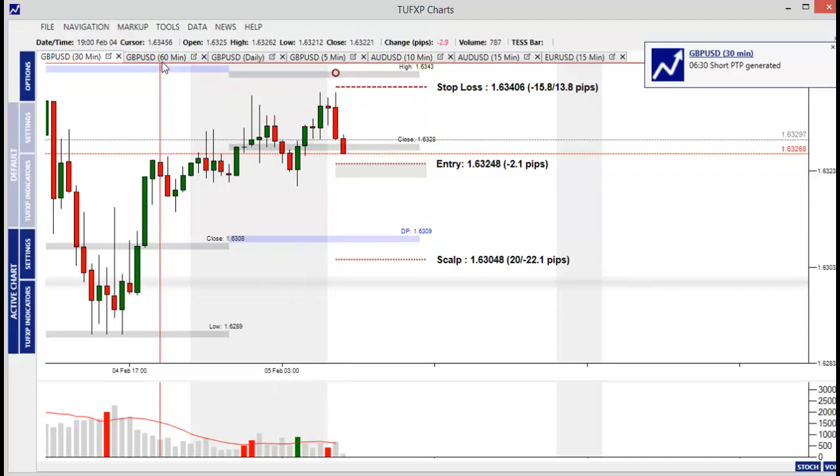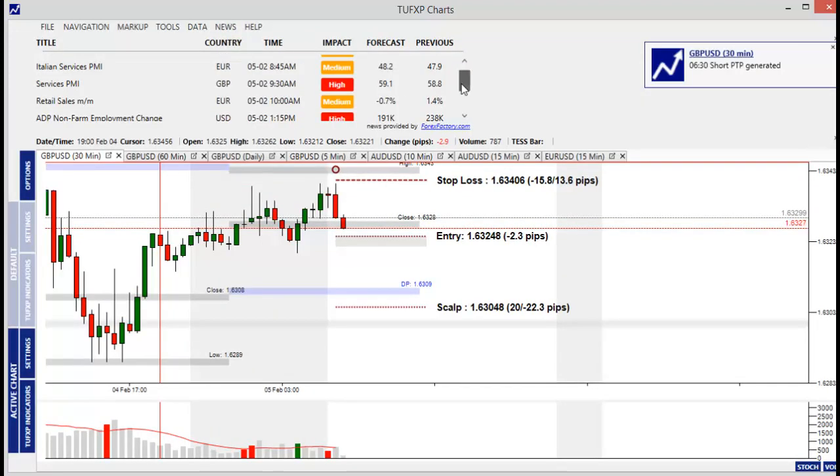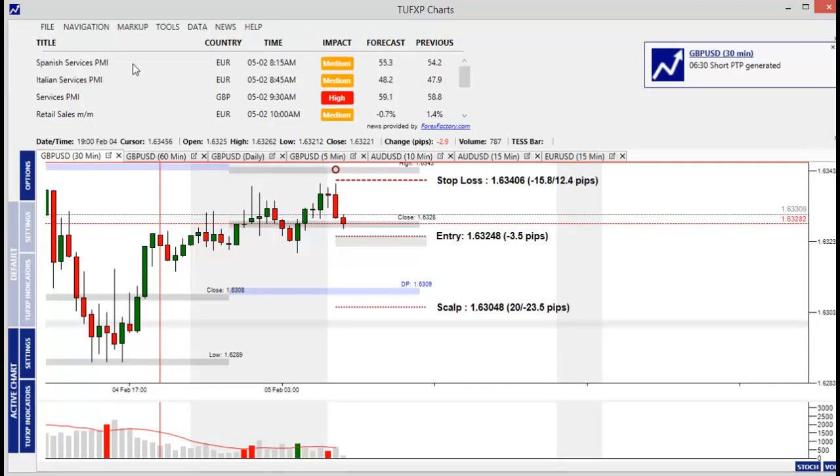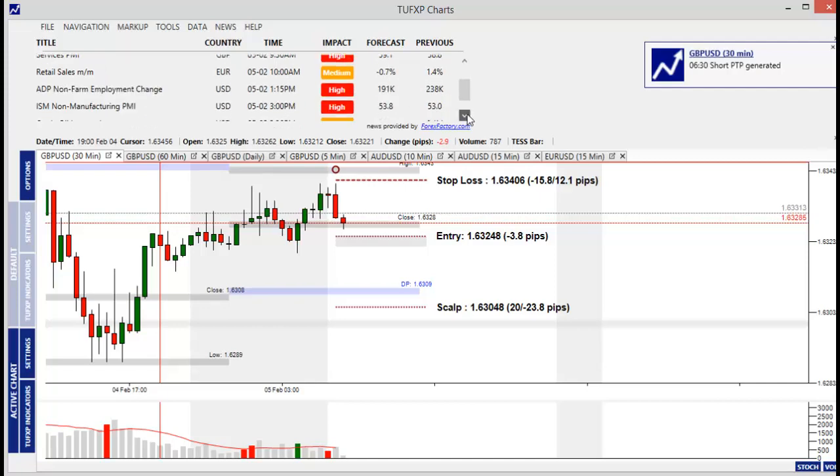So we'll see what happens with regards to this. Let's have a look and see what news is out today that could affect the markets. We've got European news out at 8:15 and 8:45, and then services PMI for the UK. The forecasted figure is to show an increase from 58.8 to 59.1.